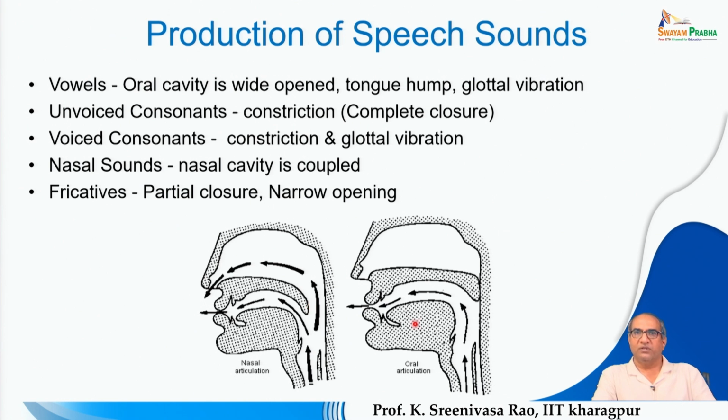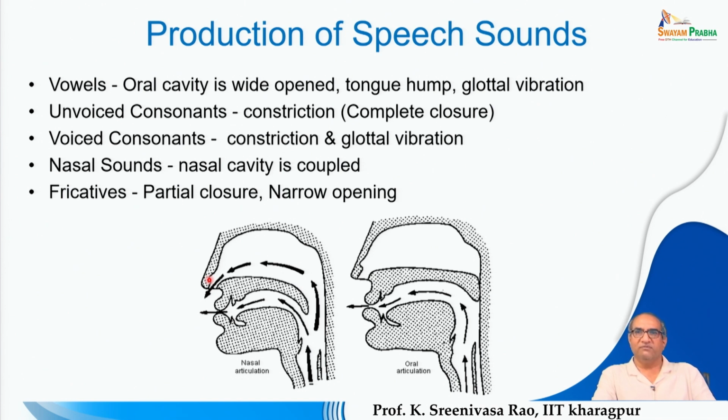But for the production of nasal sounds, the velum is slightly lowered, so the excitation is coupled to the nasal cavity, nasal resonances are produced, and the sound appears like a nasalized sound.